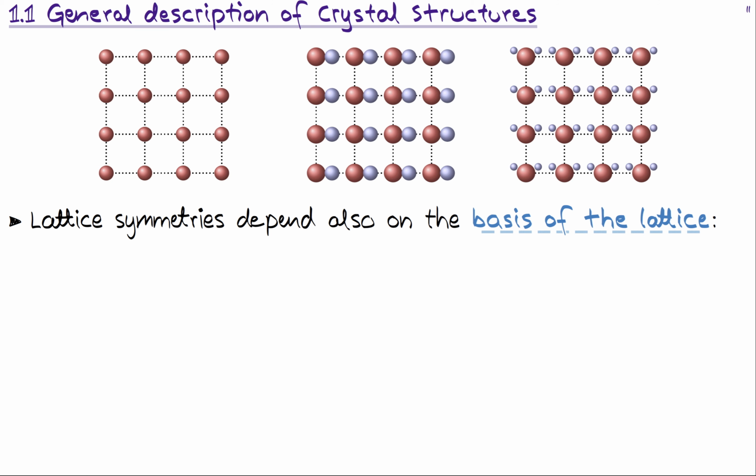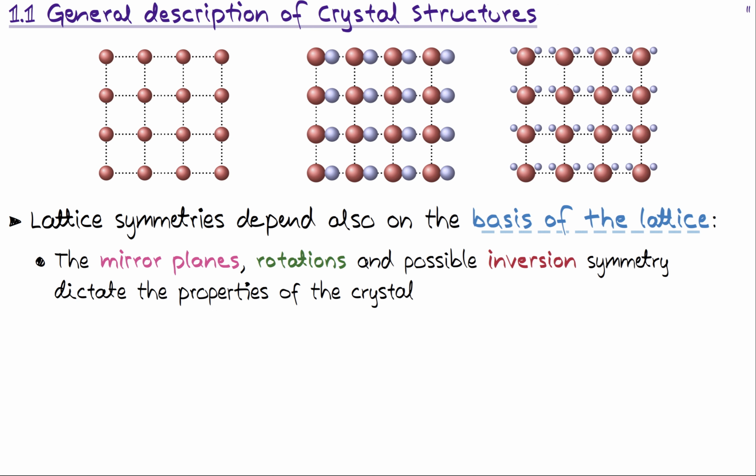So the basic symmetry properties are dictated by the lattice, like what the Bravais lattice is, and then depending on what we put inside the lattice points, we may lose some of the symmetry properties. Some of the symmetry operations are not symmetry operations anymore, depending on the choice of the basis. So for example, mirror planes, rotations, and possible inversion symmetry, these are the symmetry properties that dictate the properties of the crystal, and they may be changed. They may vanish when we use something slightly less symmetric in our basis.